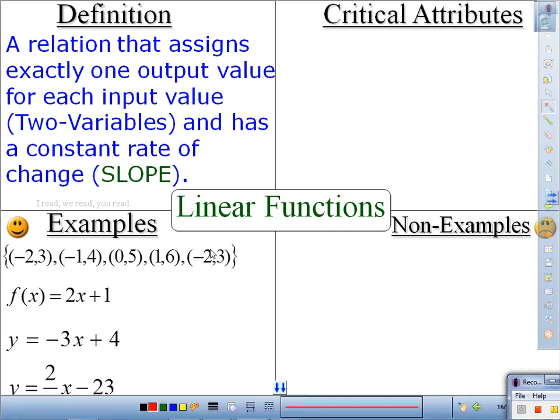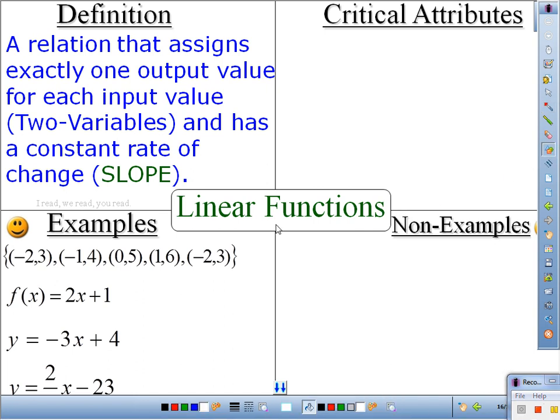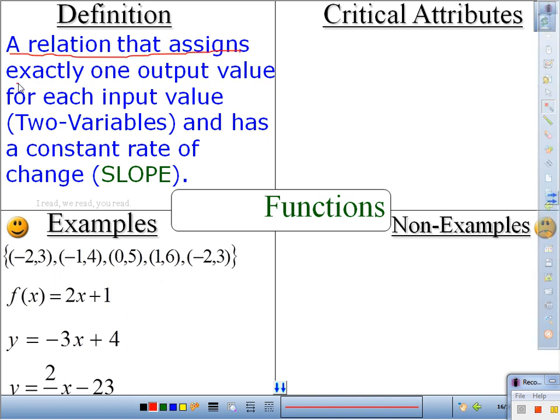All right. So we're looking at linear functions. And once again, the definition: a relation that assigns exactly one output value for each input value in two variables and has a constant rate of change known as slope. Now, what's different from last week to this week? Look up. Last week, I only gave you relations and what? Functions. So if that's true, then within this definition should be the definition of function that we did last week. A relation that assigns exactly one output value for each input value in two variables. Does that sound familiar? Yes, we covered that last week.